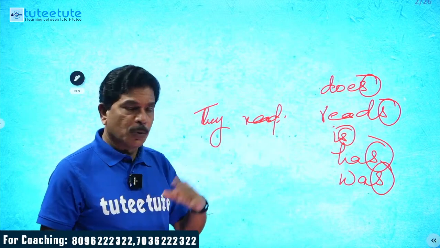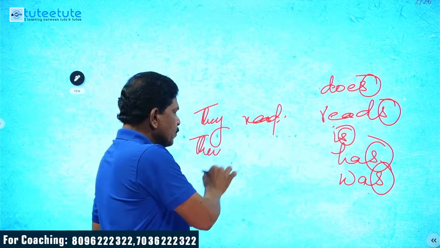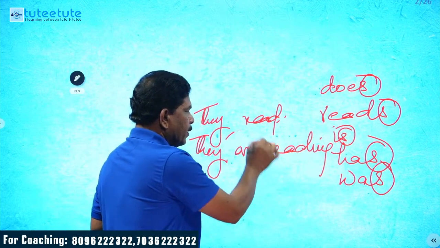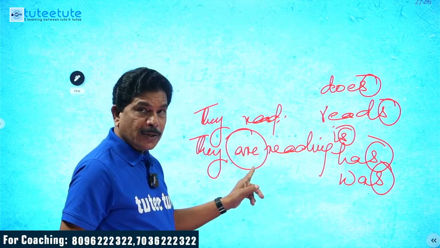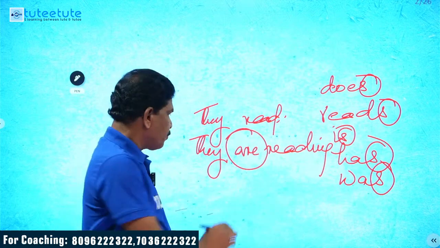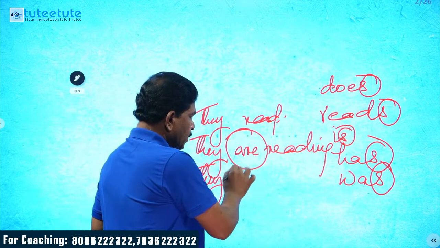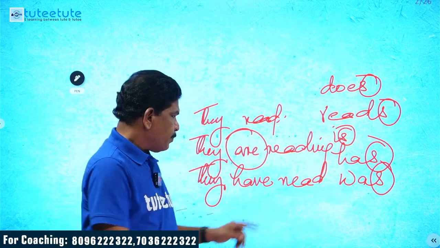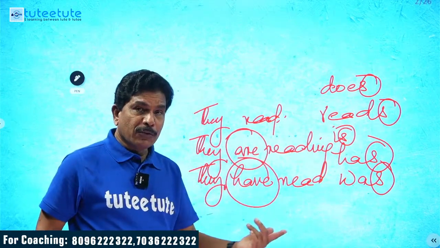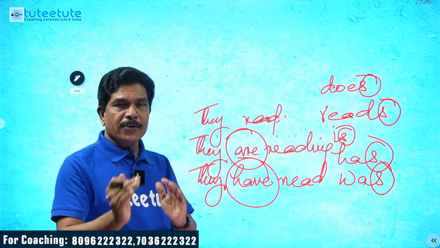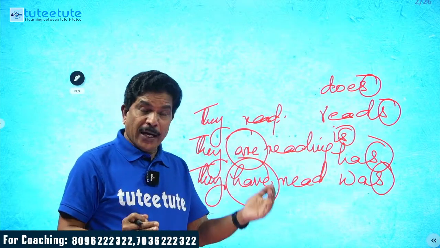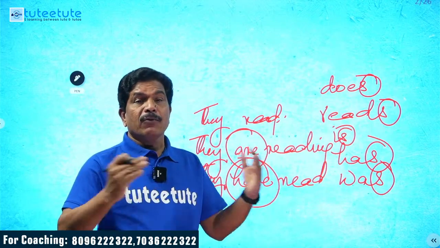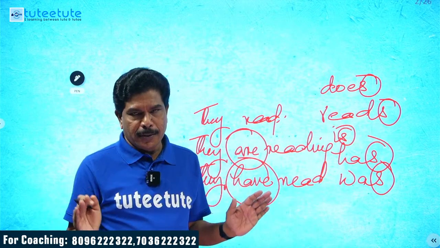They read is plural. Then what about continuous? They are reading. Are is plural. It is not is. She is reading. They are reading. Then perfect. They have read. Have is plural. In the singular form, it is has. She has read. He has read. The child has read. Father has read. Mother has read. The teacher has read. Everybody has read. Nobody has read.